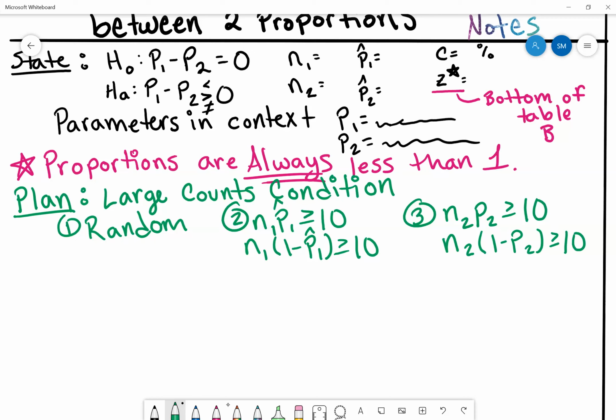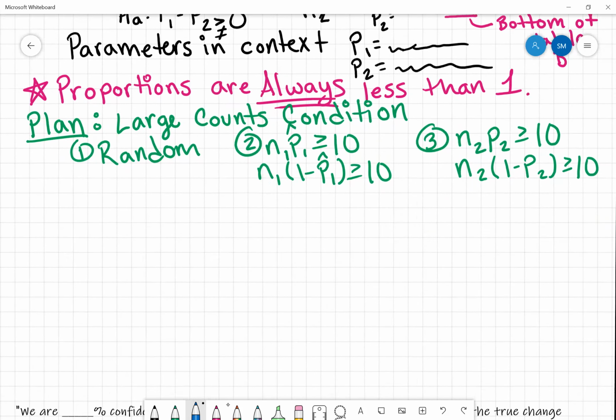So after you've checked all these 3 things and all 3 things are true, you get to move on to the next step. I guarantee you that the practice that I chose, you get to move on to the next step. And we'll go through that later.